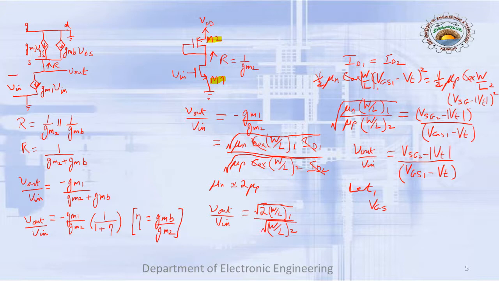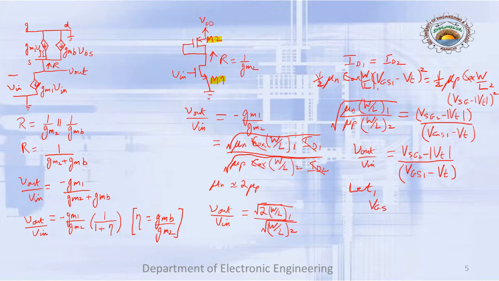So again, since the gate and drain are connected together, this resistance is actually going to be 1 over gm2. So R is equal to 1 over gm2. Let's call this transistor N2 and this one N1. And what is going to be the output upon input for this circuit? So again, that's going to be minus gm1 over gm2.